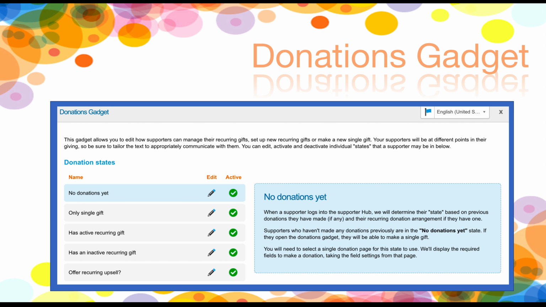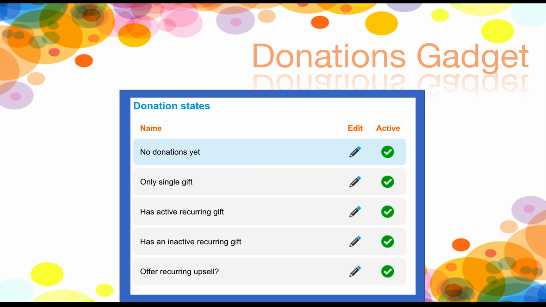What fields are on those pages are up to you. You can just drag on the fields that you want people to see. You just need to make sure the information there is what works with your payment gateway. So that's the donations gadget. And that is, this donation state's a little bit closer up.